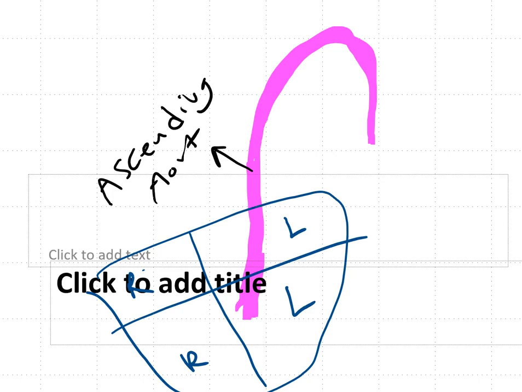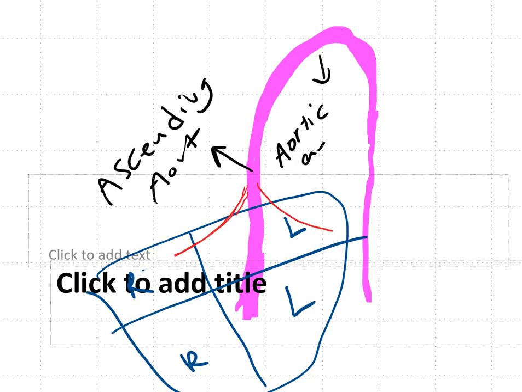And then it has a structure like an arch. We call this the aortic arch. And then it comes down. We call this the descending aorta, this part. From the ascending aorta, there are two arteries that branch off to the heart. This is the coronary artery, right and left. The coronary artery is going to supply the heart itself. Okay, so this is the left coronary artery.